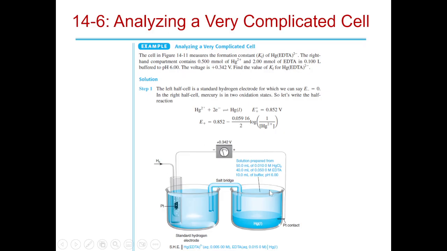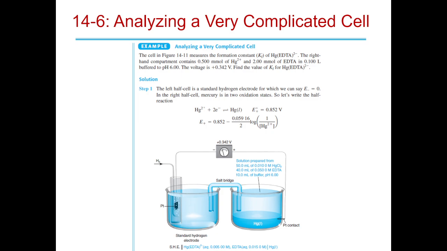The voltage going across here is 0.342 volts. Let's find the value of Kf for that mercury EDTA. So you go through your steps. Step one, the left half cell right here, that's a standard hydrogen electrode, right? An SHE. So you don't need to do anything else because that's standard, right? That's 0. That's that standard half reaction for hydrogen going to H2, and that would be 0 for the E, right?